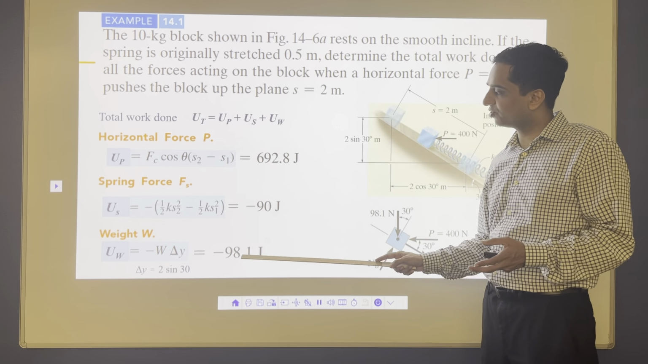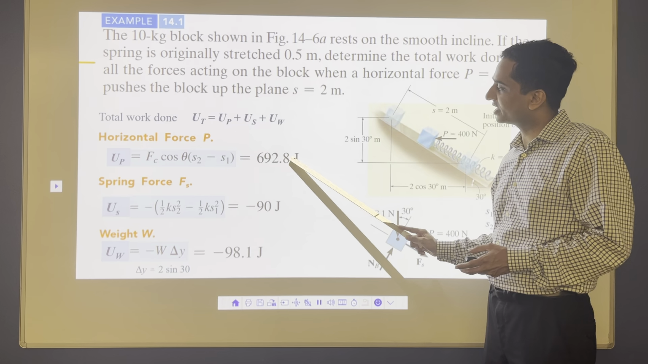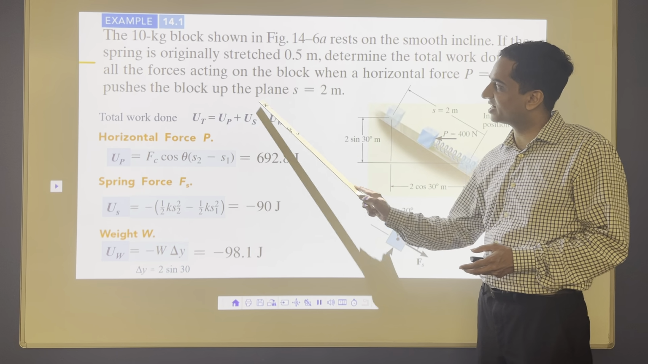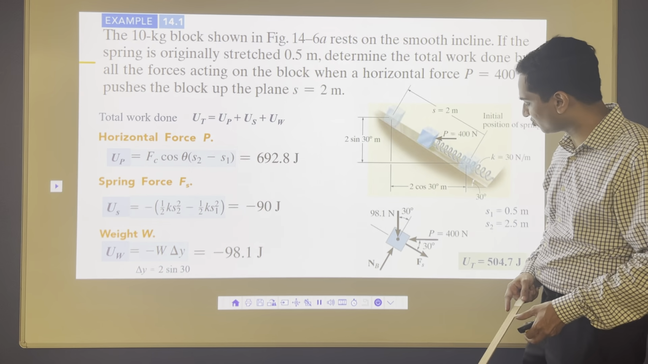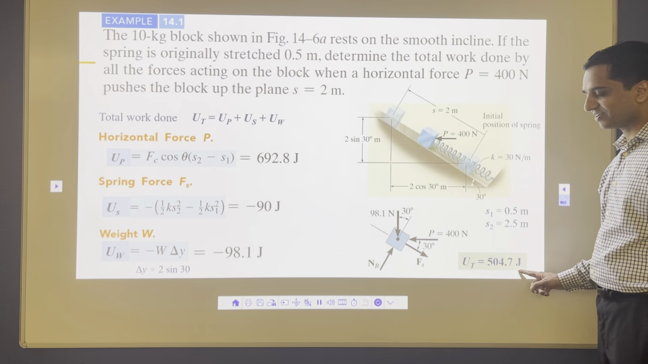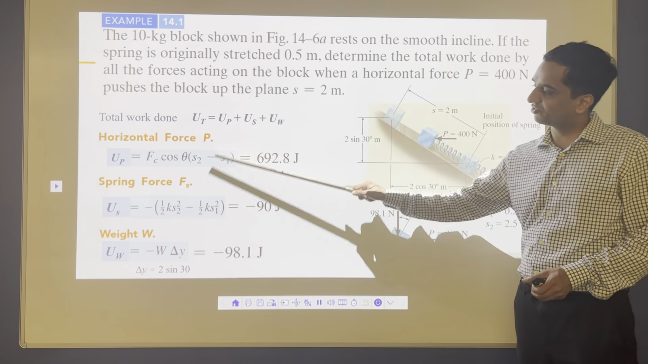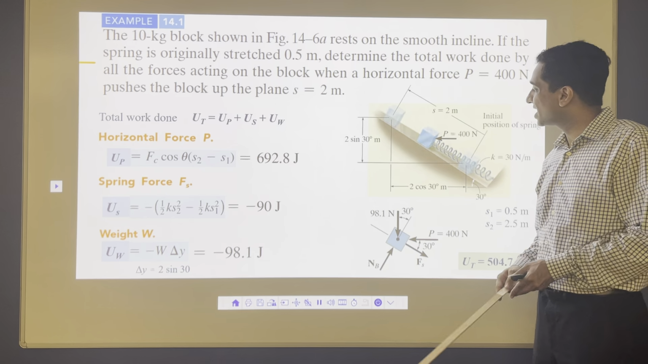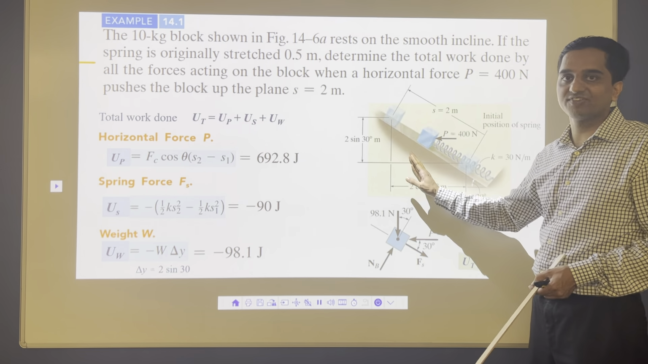Now all you have to do is put these numbers here, 692.8 joule minus 90 minus 98 in this part, and then you can calculate total work done. That total work done will come around U_T is equal to 504.7 joule. So that's how we can use all these three formulas that we derived before for work done, and we can calculate total work done in this entire system.